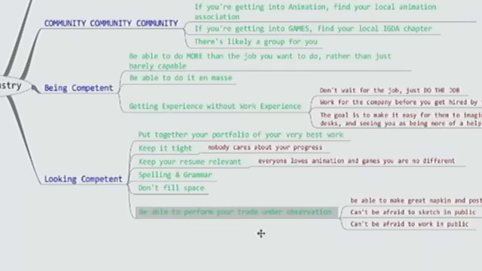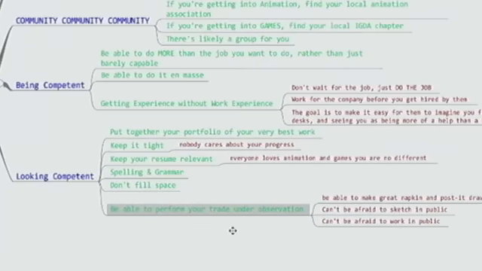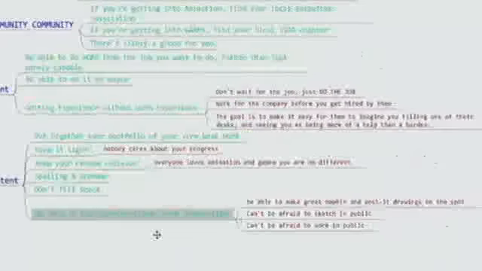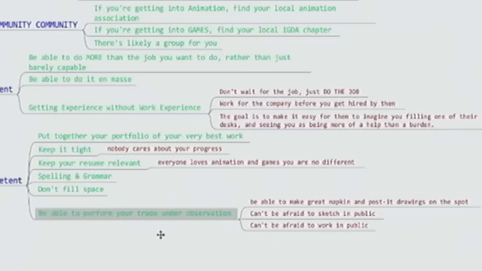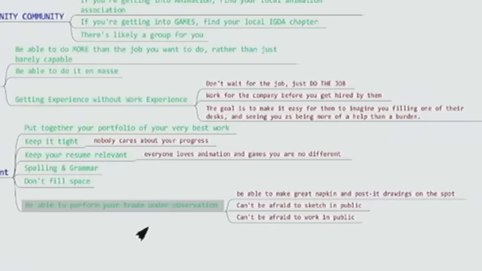And then if you do get that actual interview, or if you are at the community and you're in front of one of these people and you want to show them what it is that you can do as well as your portfolio, you should be able to perform your trade under observation. That means be able to make great napkin and post-it drawings on the spot. Be able to have your sketchbook out, and be able to make new sketches while someone is watching. You can't be afraid to sketch in public, and you can't be afraid to work in public.